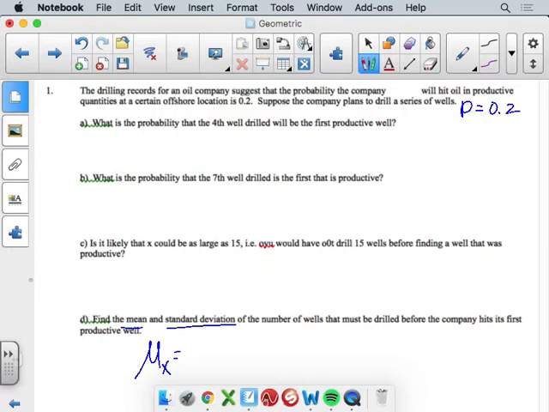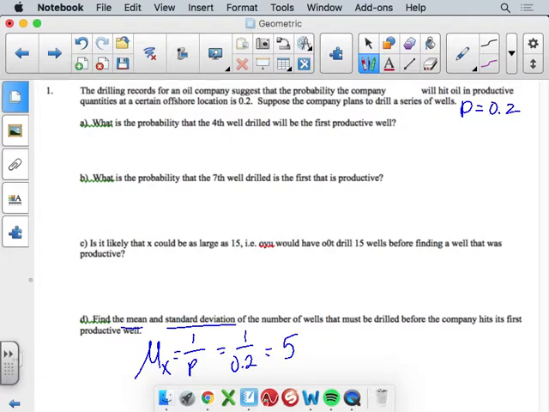So on the formula sheet here, right under binomial, it says geometric, and it says the mean is 1 divided by p. So in this case, that'd be 1 divided by 20%, which I believe if you do that, is 5. 1 divided by 20% is 5.